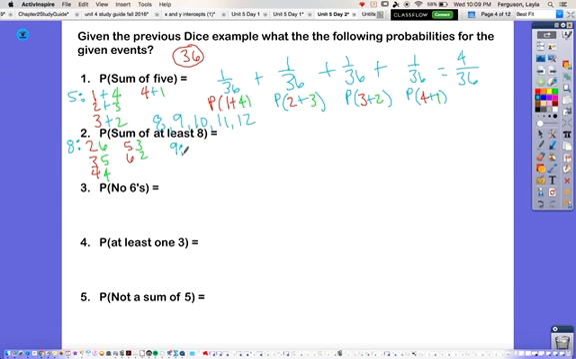To get a 9, I can't do a 1 because I can't roll an 8. I can't do a 2 because I can't roll a 7. But I could do a 3 because I could roll a 6. And I could do a 4 because I could roll a 5. A 5 because I could roll a 4. And then a 6 because I could roll a 3.